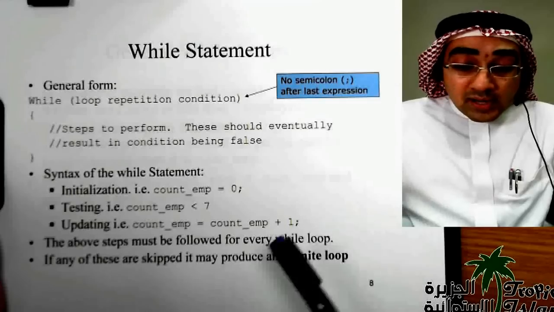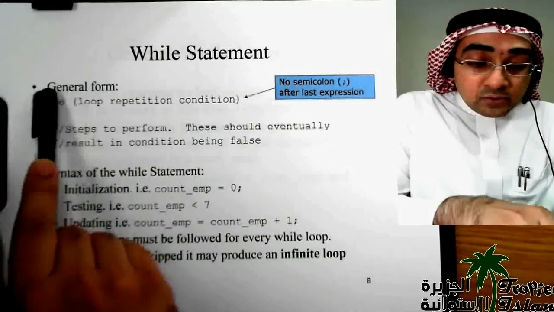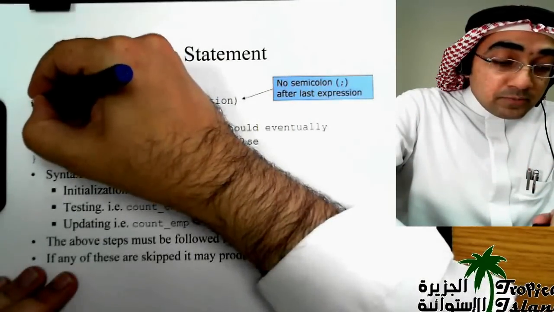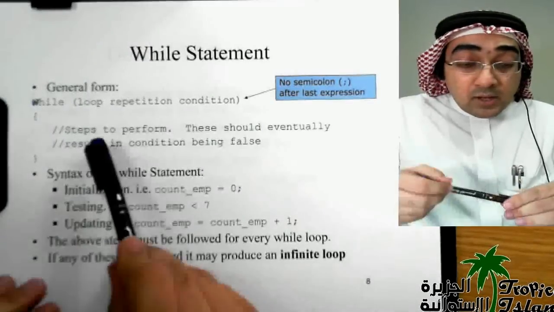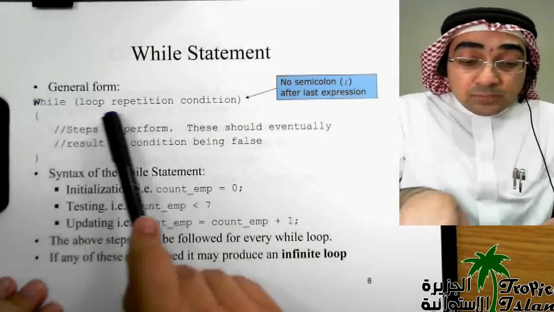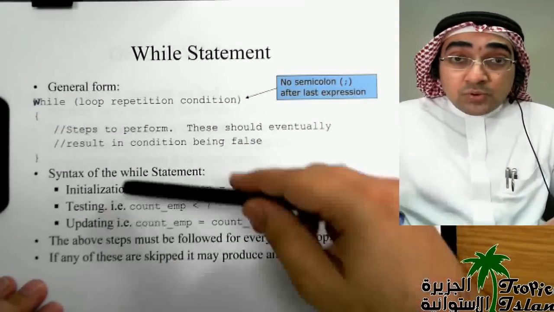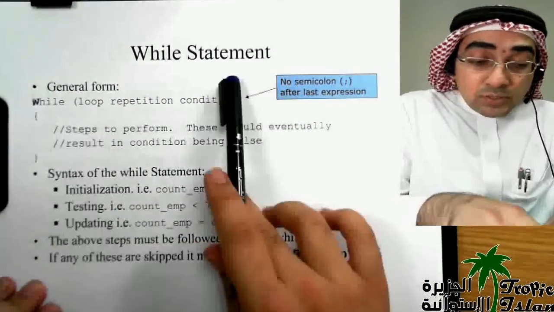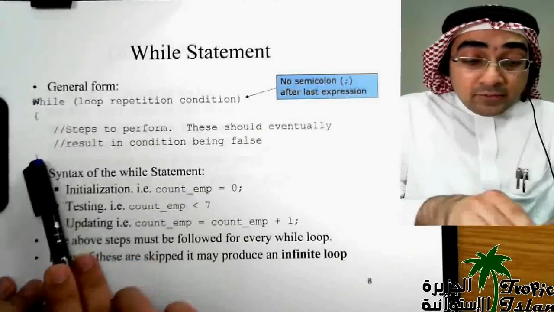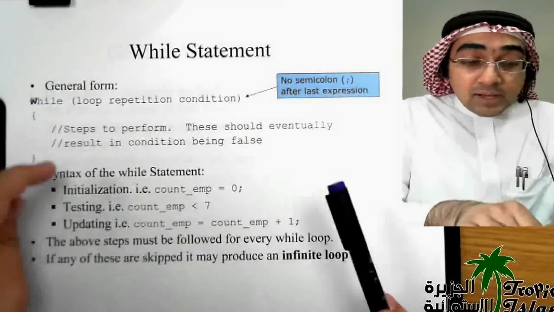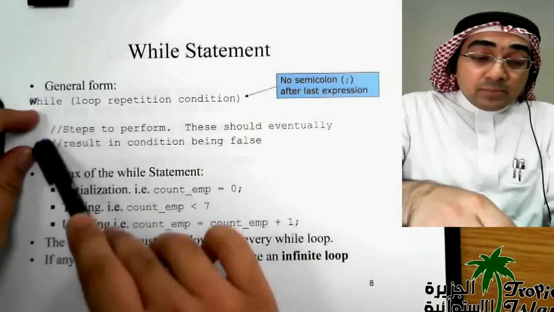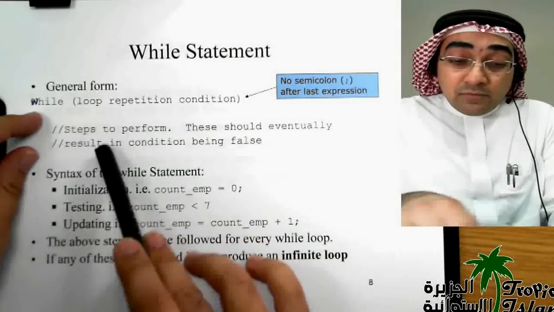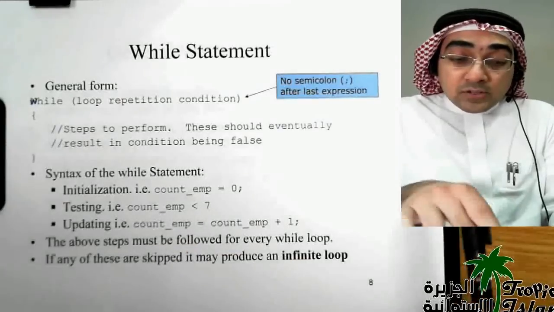Okay, so the while statement. Generally in a while statement, what do you have? You have the while keyword. You have to write it in small letters, not a capital W. Then the loop repetition condition between brackets. So you write the condition for which you want the program to keep looping until this condition becomes false. Do not forget the two brackets. And then afterwards you have the curly brackets. The curly brackets indicate that you have to repeat all the statements between these two curly brackets until this condition becomes false. If it doesn't become false, you have to continue.